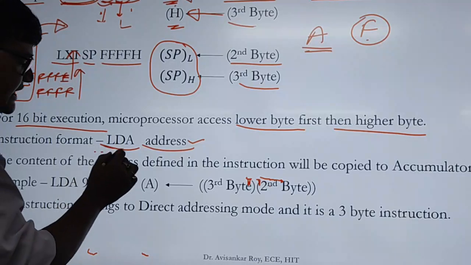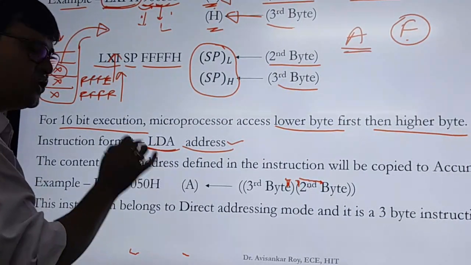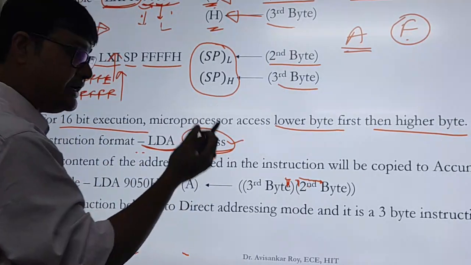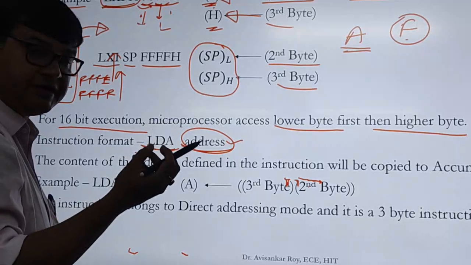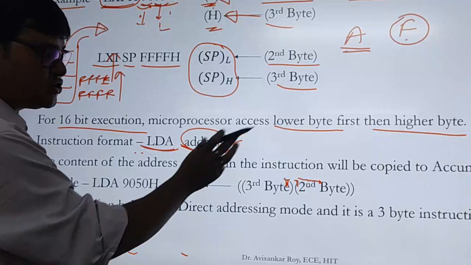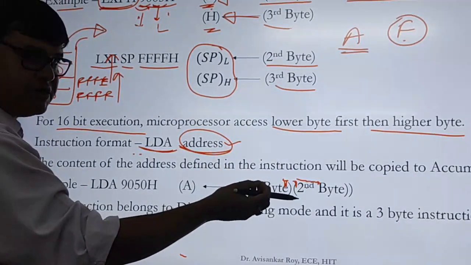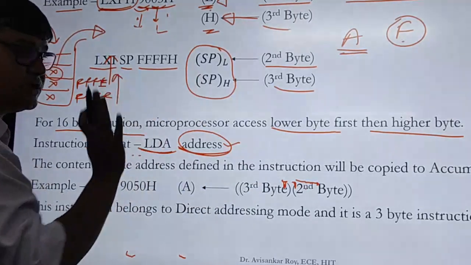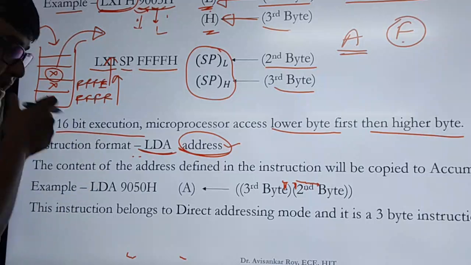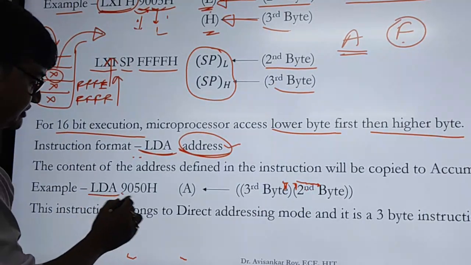So here LDA is the opcode, and the default register is always the accumulator. Here the address is defined. This address contains 8-bit data, and that 8-bit data will transfer to the accumulator. This address belongs to the RAM or ROM, whatever it is. The content stored in the particular memory location will transfer to the accumulator, which belongs to the microprocessor IC, the 8085 IC. Okay, example: LDA 9050.